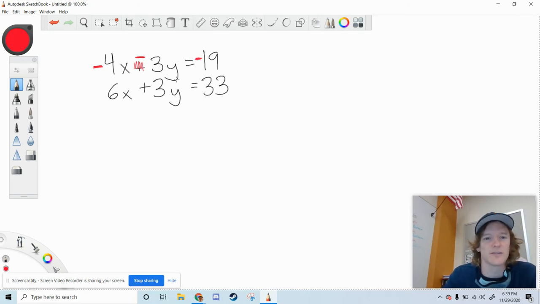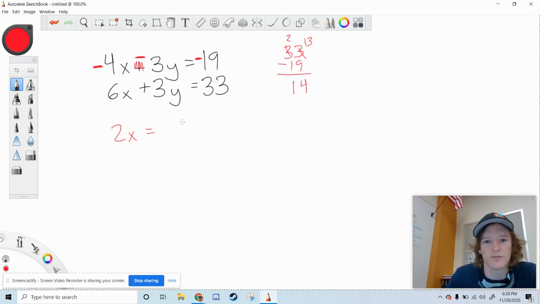It was positive originally. So this will give us 2x, the y's go away, equals 33 minus 19. 13, that'll be a 2. 13 minus 9 is 4, so that'll be 14.